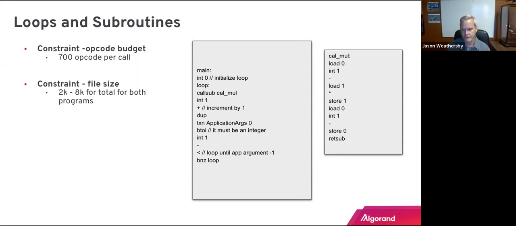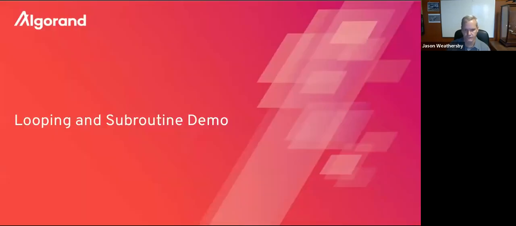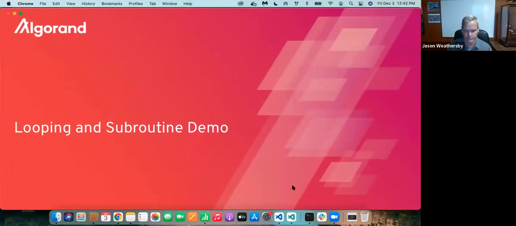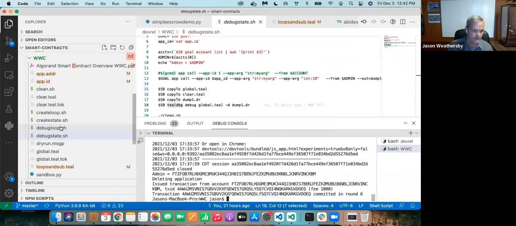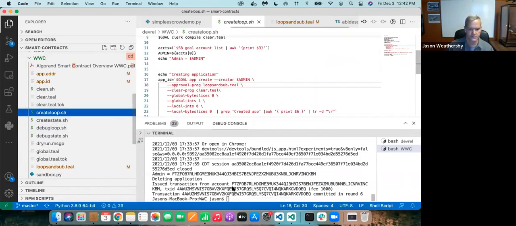I'm not going to get into too much detail on how this works because I'm going to show this running in just a second. We can do iterations and we can also call a subroutine. So let me show you an example of running the subroutine. All right, so let me create this loop.